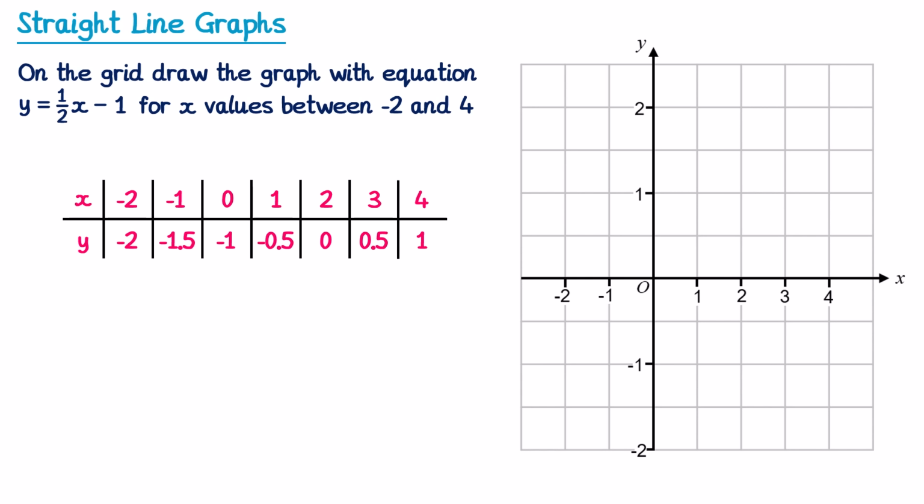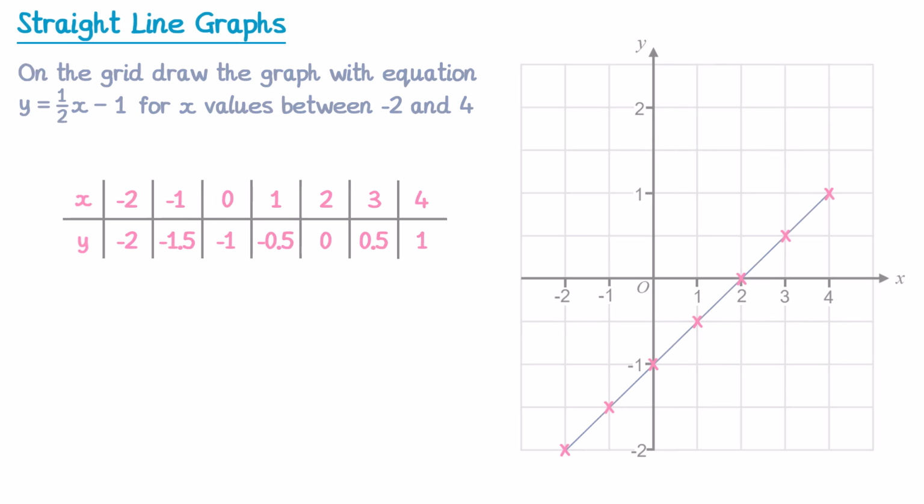We're now ready to plot these as coordinates, so (-2, -2), (-1, -1.5), (0, -1), (1, -0.5), (2, 0), (3, 0.5), and (4, 1). You can see again these form a straight line, so join that up with a ruler, and there's your answer to the question. Sometimes these questions can have a follow-up question. Let's have a look at what one of those might look like.